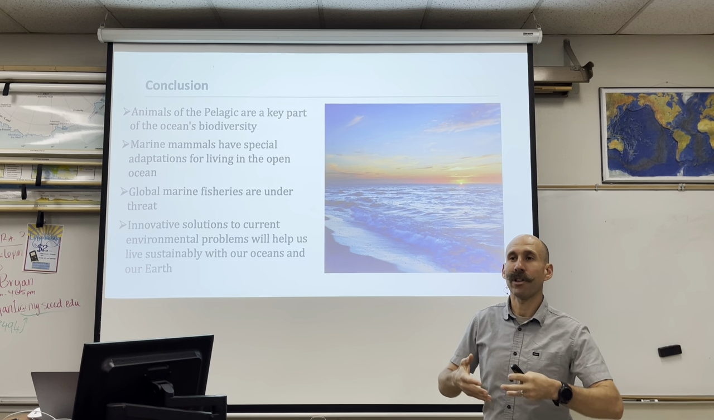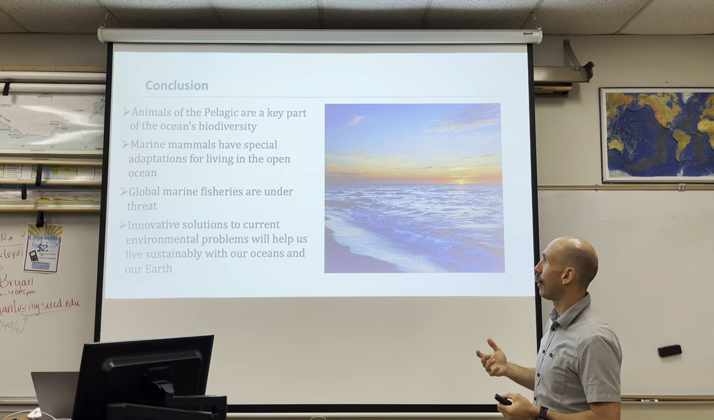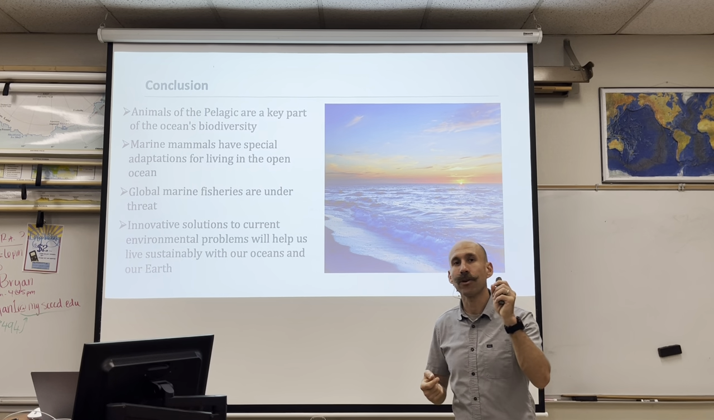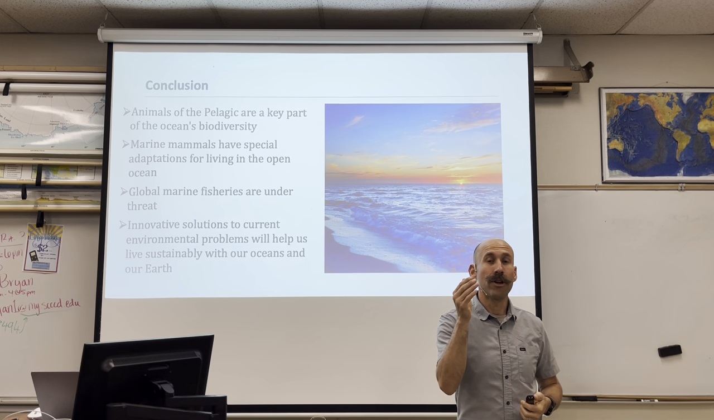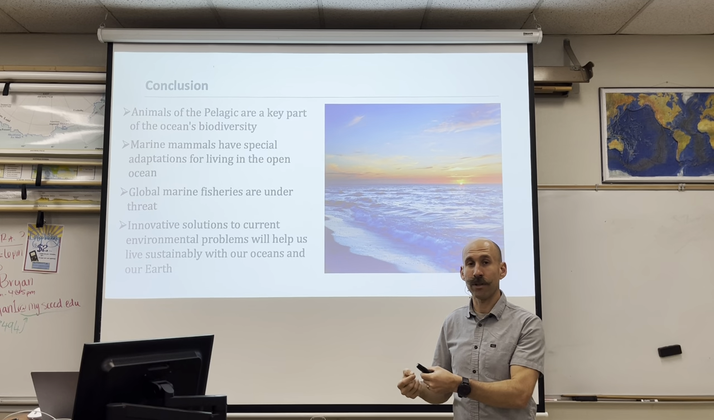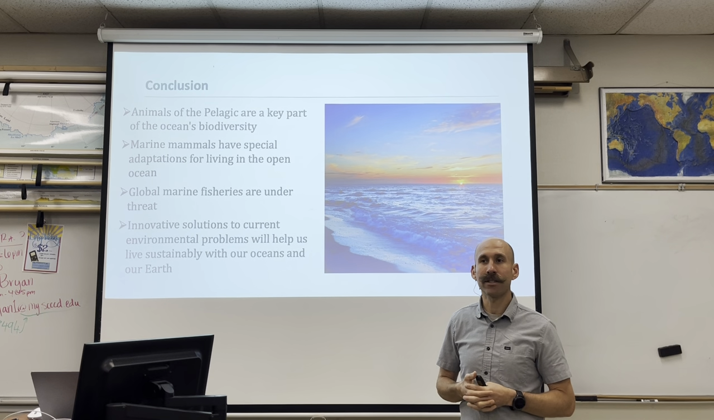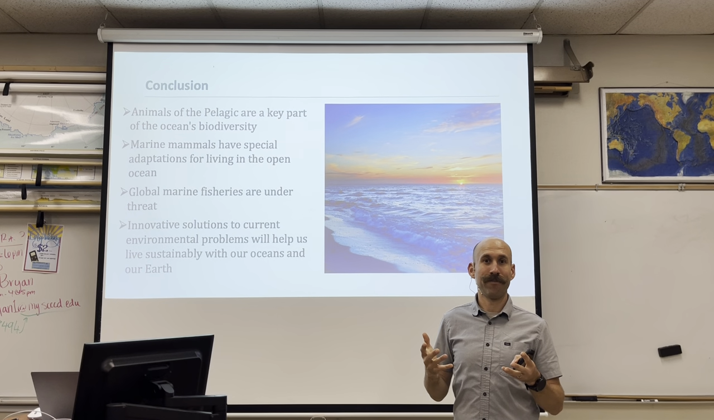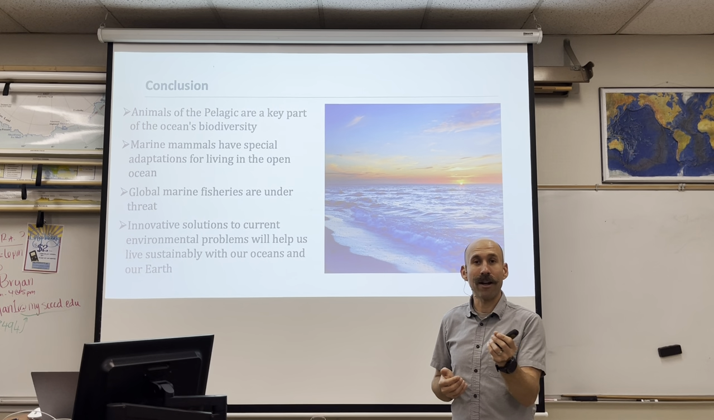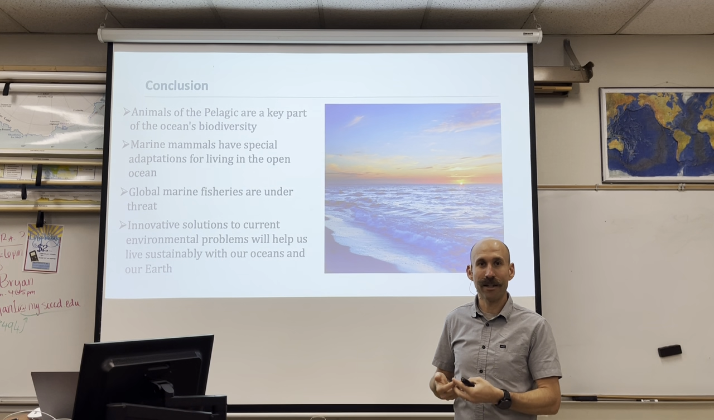So in conclusion, the pelagic is a big area. There's a lot of animals in it that are incredibly important for the ocean biodiversity. Marine mammals have developed special adaptations to live there. Our global marine fisheries are under threat. But with thought, time, care, with your attention and contribution, we can start to manage these fisheries effectively by conversations, through voting, through signing petitions, joining organizations, and on a very fundamental level, caring. If you care about our oceans, it will prompt others around you to care, and you will care enough to take action. And if we're all caring together, then we can work together to protect our oceans and our marine fisheries.